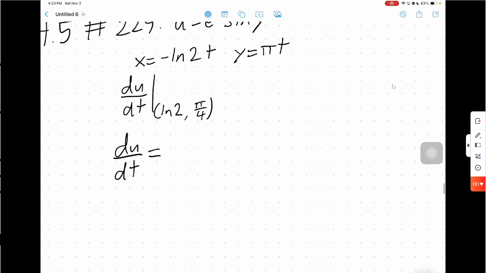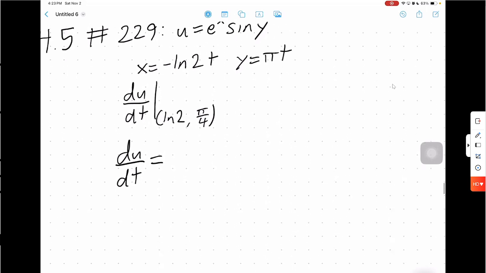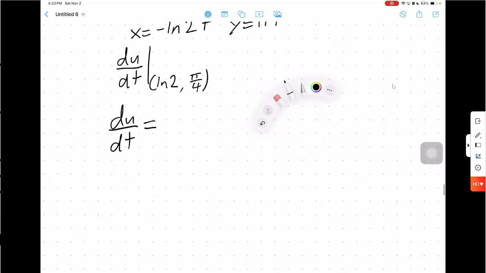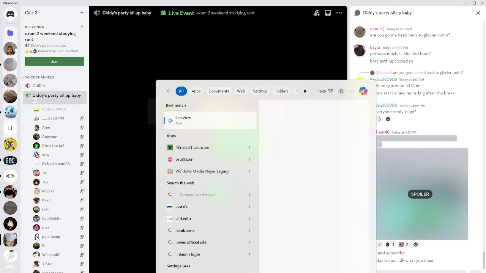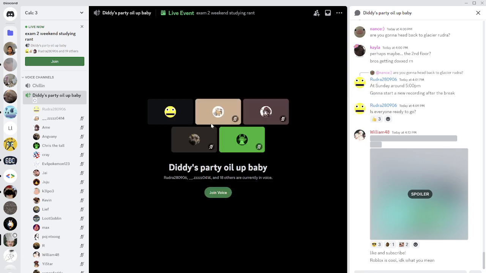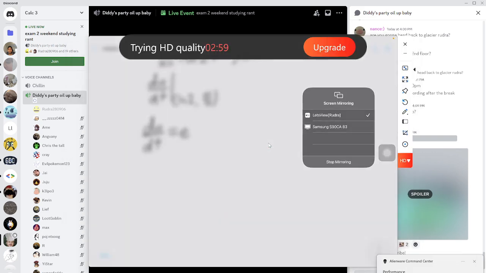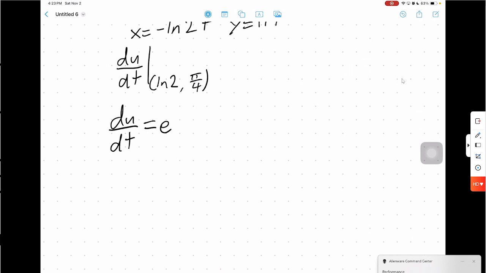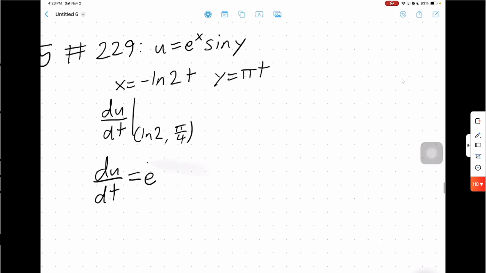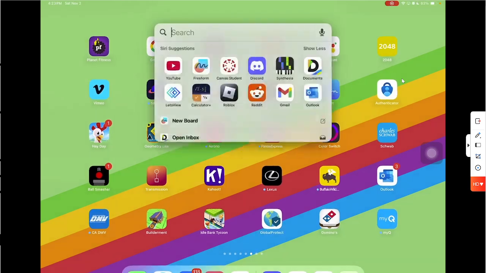So du over dt is going to be e. Oh my god, can you not crash? Please. I'm gonna turn on high performance mode and see if that fixes anything. Yep, we're having some technical issues. Nothing to worry about. Anyways, back to this chain rule. We'll have e to the x sine of y.